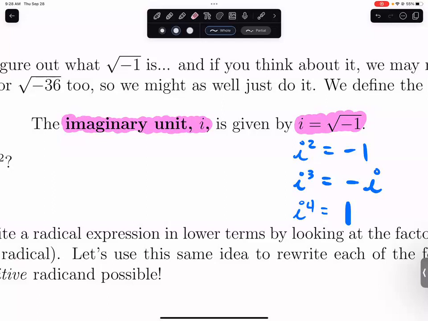But that means I can figure out things like i to the 37th. I don't have to just count them all. How many times does 4 go into 37? 9. So 4 times 9 is 36. Just for emphasis, 37 is 36 plus 1, right? Well, i to the 36 is just going to do the same thing as i to the 4.